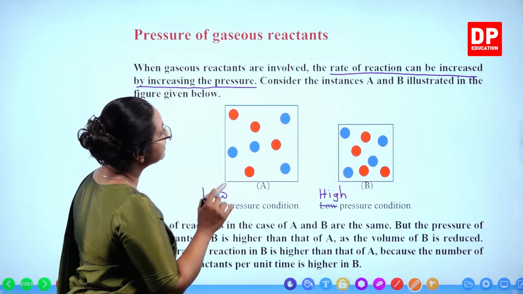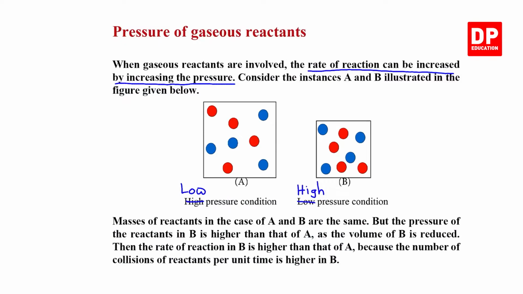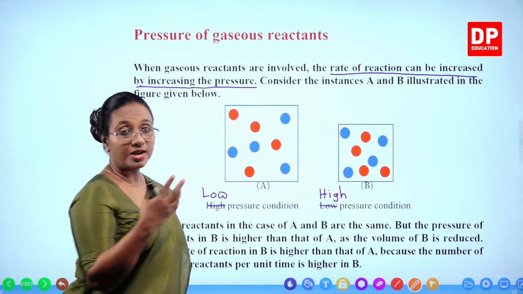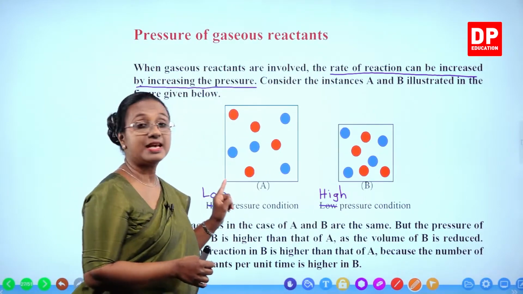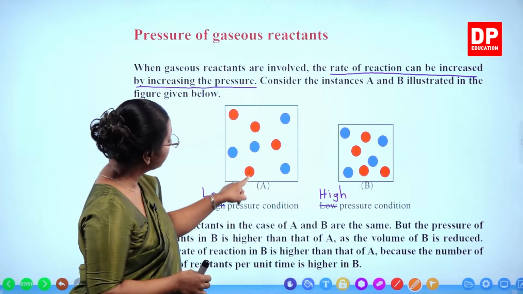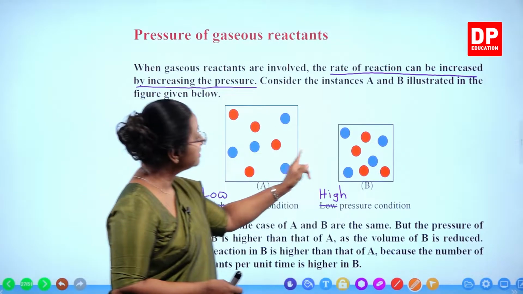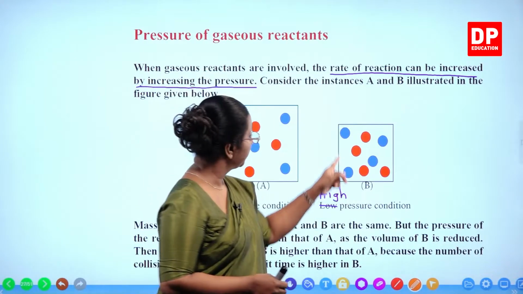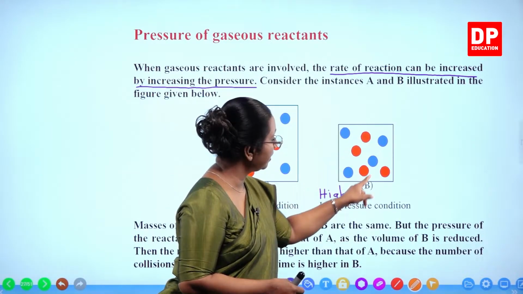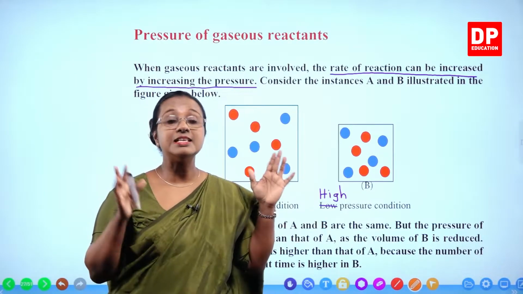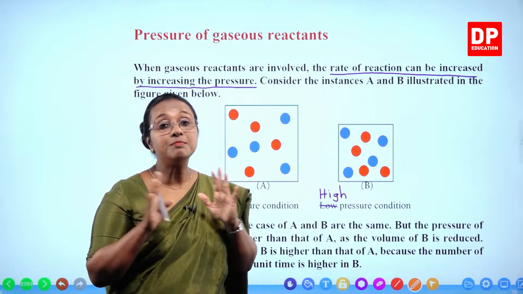Consider the instances A and B illustrated in the figure given below. So, this is what I told you all to correct. Figure A and B. There are two reactants here. We will take the red particles as one reactant and the blue particles as another reactant. If you count the particles, there are 4 red particles and 4 blue particles. The same number in B also. 1, 2, 3, 4, 1, 2, 3, 4. So, there are 4 red and blue particles there. So, 2 reactants, the same amount of reactant particles.